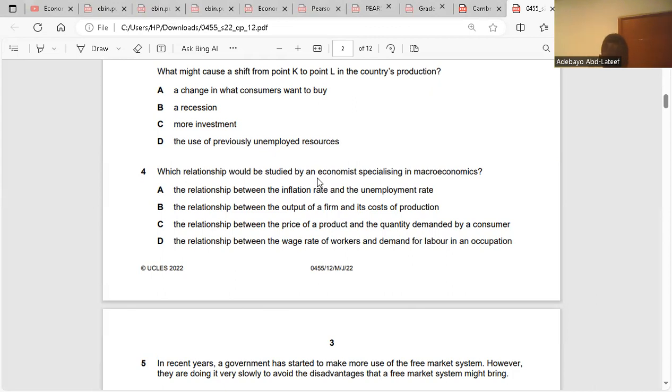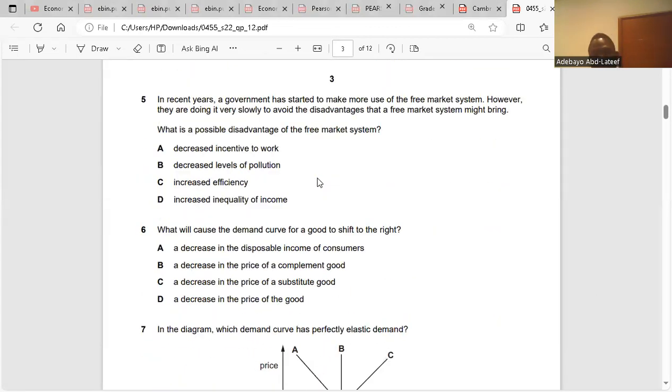Question 5. In recent years, the government has started to make more use of the free market system. However, they are doing it very slowly to avoid the disadvantages that a free market system might bring. One of the problems of a free market is that it brings about income inequality because they provide goods and services for those that can afford them. But one of the government's macroeconomic objectives is to reduce the gap between the rich and the poor. Do you understand? So definitely, government is trying to take away that increase in inequality of income. It's one of the goals of government.